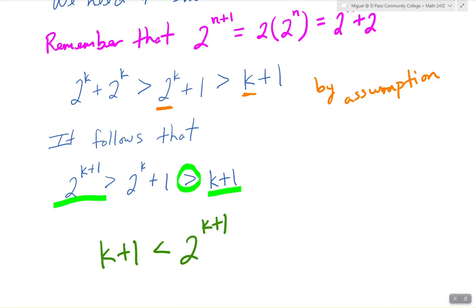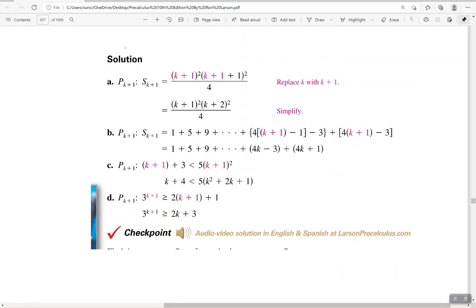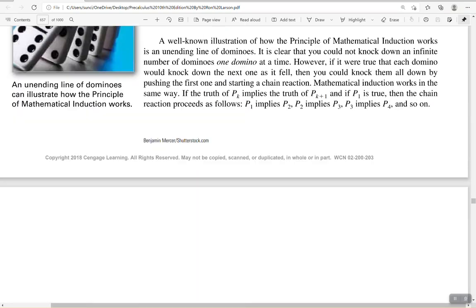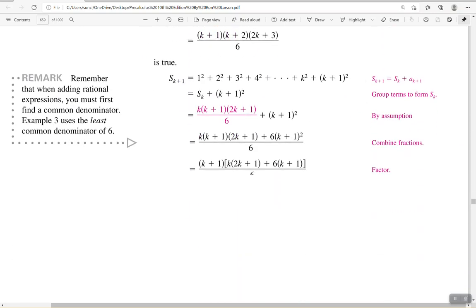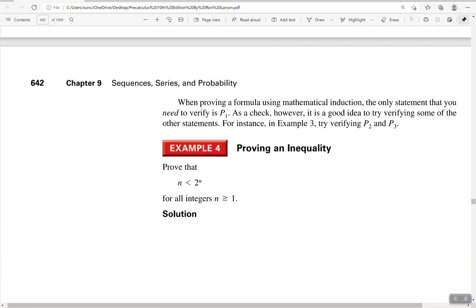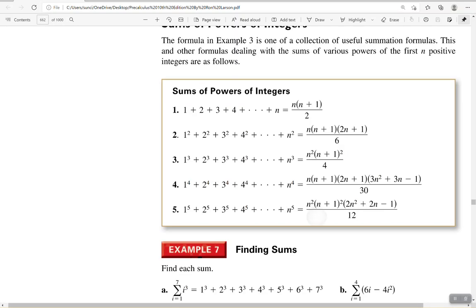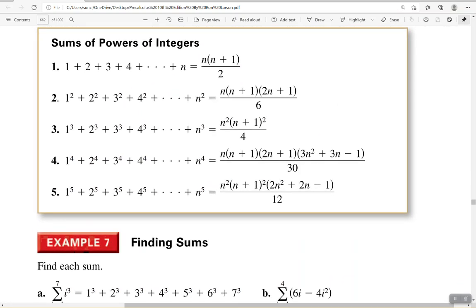All right, let's switch to sums of powers of integers and some of the formulas they have. Here are some formulas for adding up sums of powers of integers that you can use to compute certain sums. And let's do one of these.